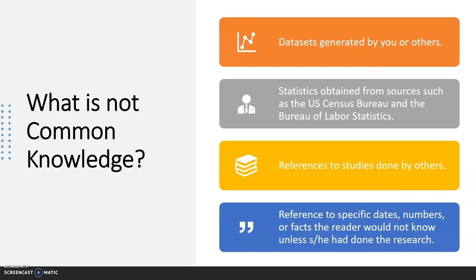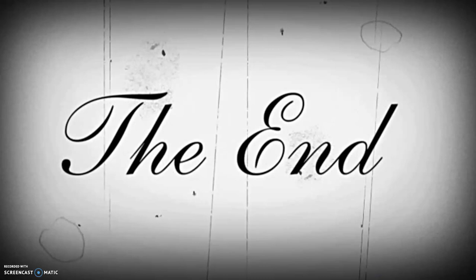And references to specific dates, numbers, or facts the reader would not know unless they had done the research. So for instance, if you were writing about conspiracy theories dealing with JFK's assassination, not necessarily common knowledge. But if you're talking about the day that he was assassinated and what the weather was like and what his wife was wearing and the convertible they were driving in, common knowledge. So hopefully this will help you a little bit in determining it.